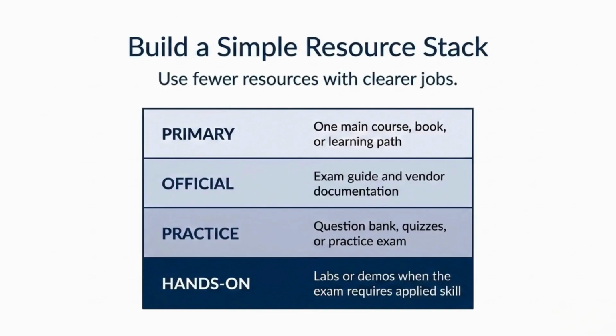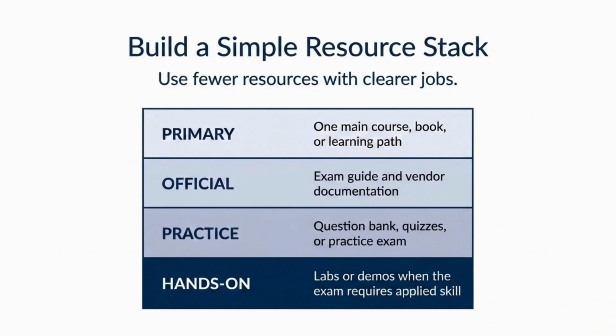A practical way to avoid resource overload is to build a simple resource stack. Your primary resource gives you the main sequence. For most learners, this should be one course, one book, or one structured learning path. Your official source keeps you aligned to the exam. This includes the exam guide, exam objectives, and vendor documentation. Your practice source helps you test retrieval and application. This may be a question bank, quiz set, or practice exam. If your certification involves applied technical skills, add a hands-on source such as labs or a sandbox environment.